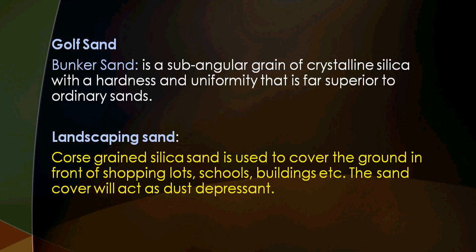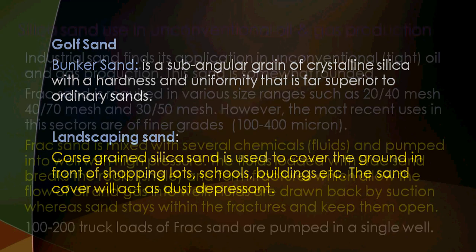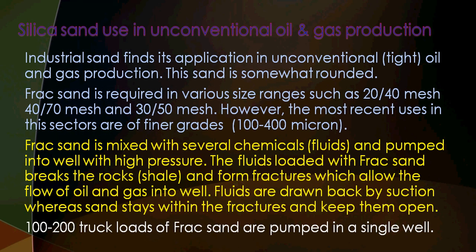Golf sand is used as golf sand and bunker sand. Bunker sand is subangular grains of crystalline silica with a hardness and uniformity that is far superior to ordinary sand. Silica sand is also used for landscaping. Coarse grain silica sand is used to cover the ground in front of shopping lots, schools, buildings, etc. The sand cover will act as a dust depressant. Silica sand is used in unconventional oil and gas production.